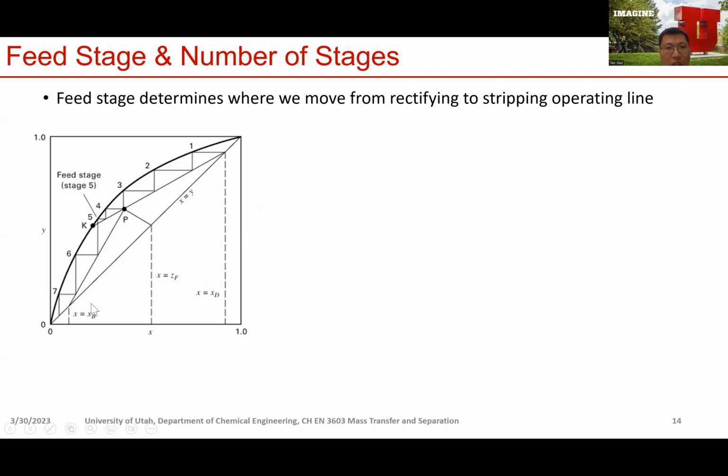Okay. Is this the minimum number of stages we need to use? The answer is no. In this case, we can actually find a design with a smaller number of stages to achieve the same separation outcome. So in the design of a distillation column, the goal is basically to minimize the number of stages, right? So we can minimize the capital cost.